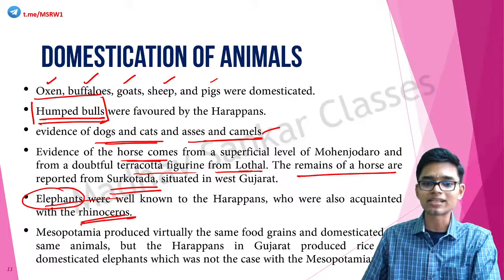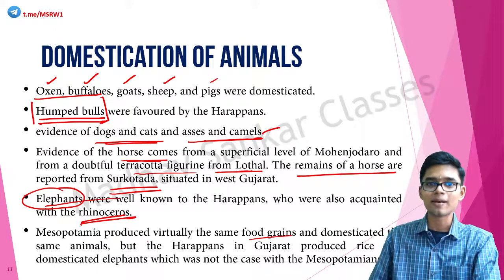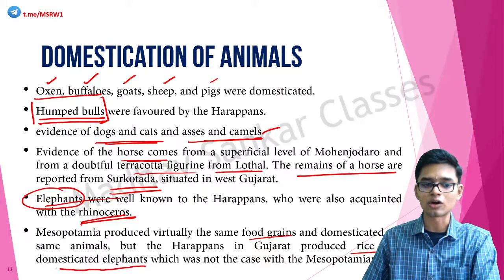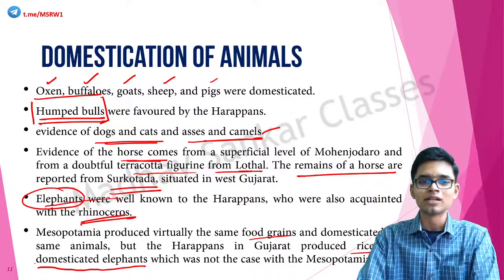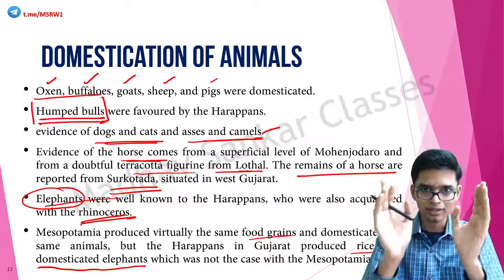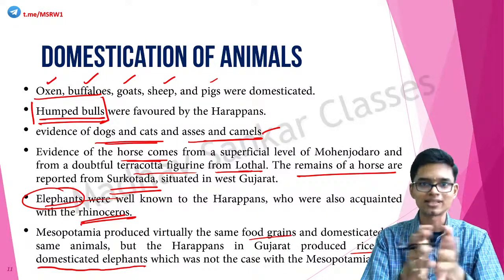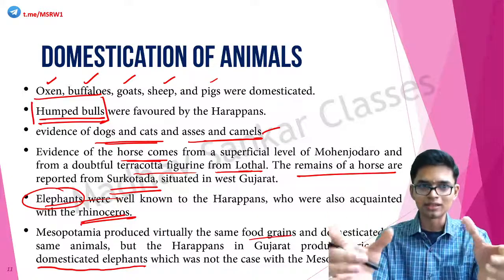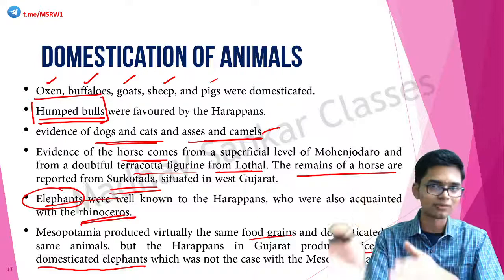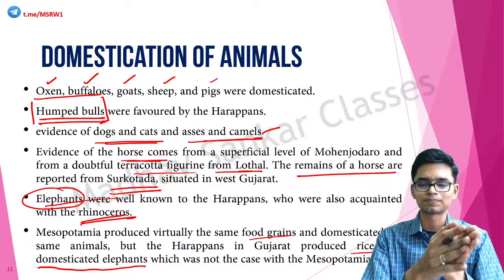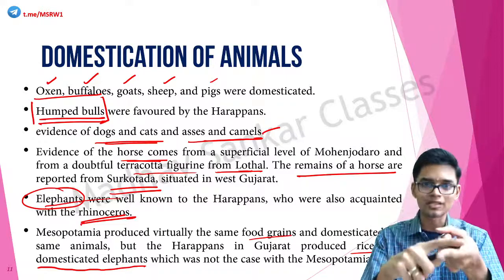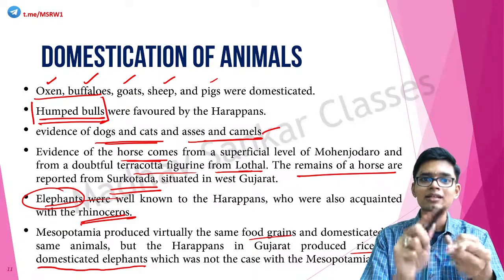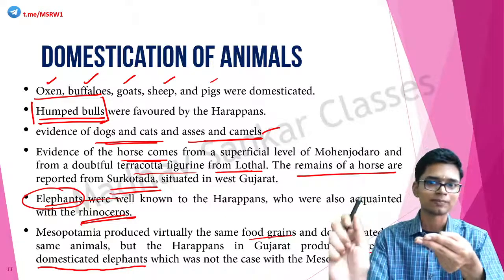Mesopotamia produced virtually the same food grains and domesticated the same animals, but Harappans in Gujarat produced rice and domesticated elephants, which is not the case with Mesopotamians. So Mesopotamia and Harappa are both almost contemporary civilizations. Plenty of commonalities between these two civilizations, but one difference in the area of domestication of animals is that in the Harappan civilization we have evidence of rice and domestication of elephants. These two cannot be seen in Mesopotamia.